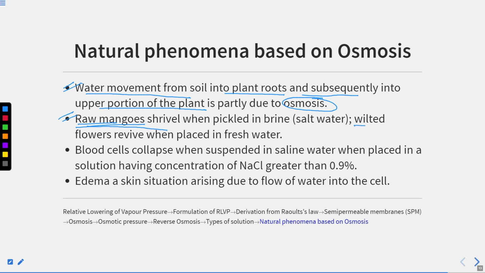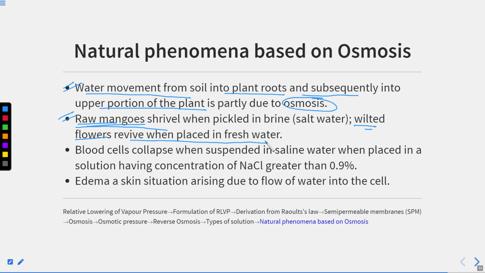So this is our second phenomenon that we see in our daily life. Again, we can see wilted flowers revive when placed in fresh water. This is also a good example. So what will happen? If you take fresh water and put a flower in it, inside the flower we have different types of minerals and the concentration is higher there. Since you are putting it in water, which has a lower concentration, the water will move from outside to the flower side.